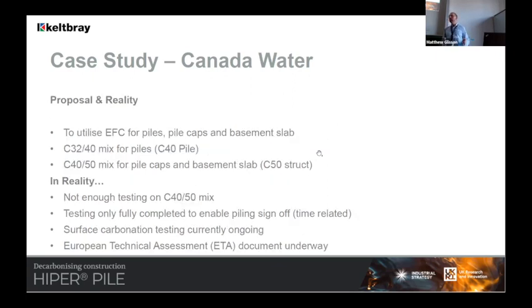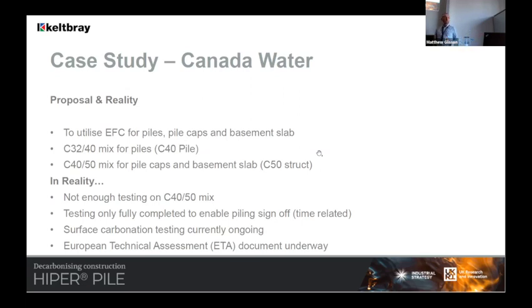So we come back to design, we design pretty much all of our piles. We get to specify what goes in them, how long they are. We get to shorten them up by a meter if we choose to in terms of a risk-based design. So proposal and reality. What we wanted to do was utilize earth-friendly concrete for all piles, caps, and basement slab. Unfortunately, timescales didn't permit that in terms of the contract and the project duration.